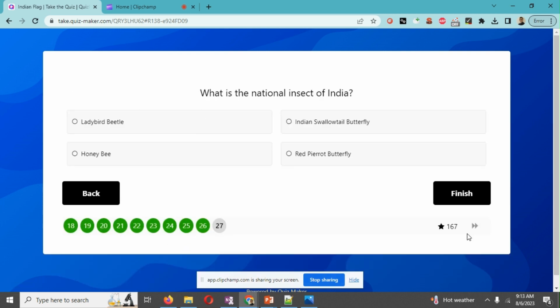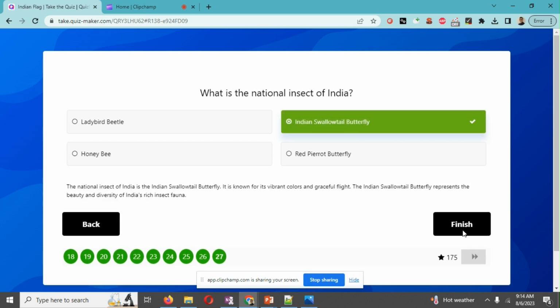What is the national insect of India? The butterfly is the national insect of India. लेकिन it's not ladybird, not honeybee, it's Indian swallowtail or red parrot butterfly. Guys, the Indian swallowtail butterfly is the correct answer. And that's it. We are done. Finished. Let's see what answers we have got.